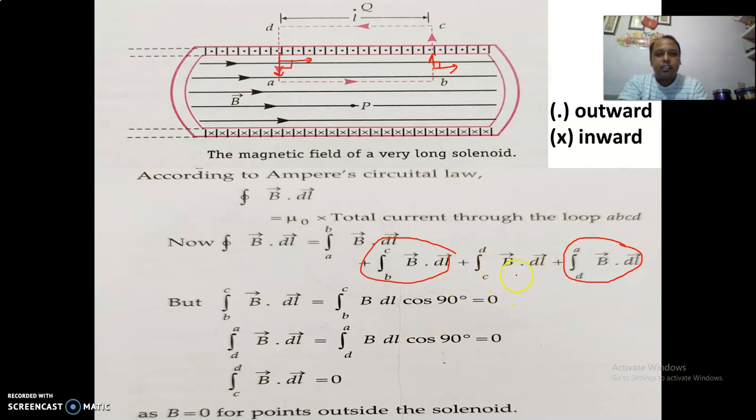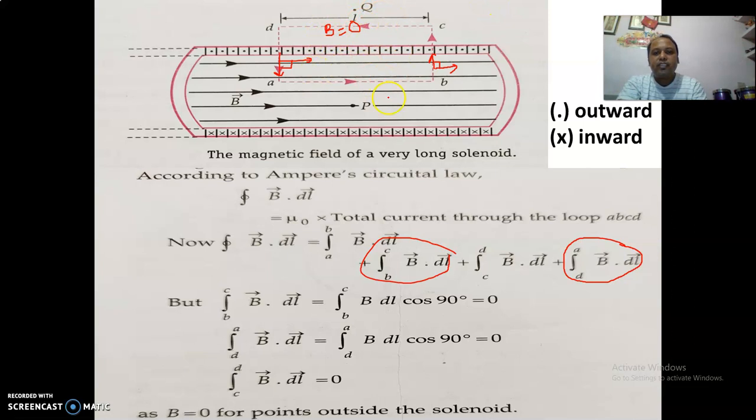In the third one, the integration of B dot dl, actually in this region which is very near to the solenoid but outside it, the magnetic field itself is 0, because the magnetic lines which come out of it will move through it, but will not move so close.